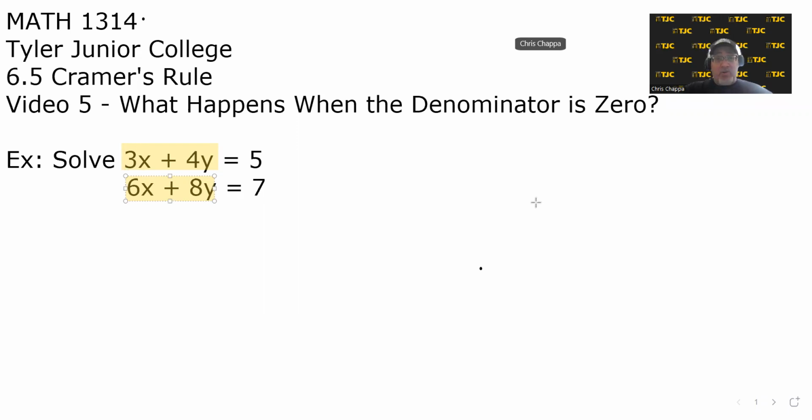This is destined to have no solution because if I double the top equation, just by inspection, it becomes 6x plus 8y equals 10. Well, there's no way that 6x plus 8y can simultaneously be 10 and 7. So whatever makes one work will not make the other one work. So this is destined for no solution. But how does this wash out when we're finding a solution via Cramer's Rule? Well, let's set it up and see.